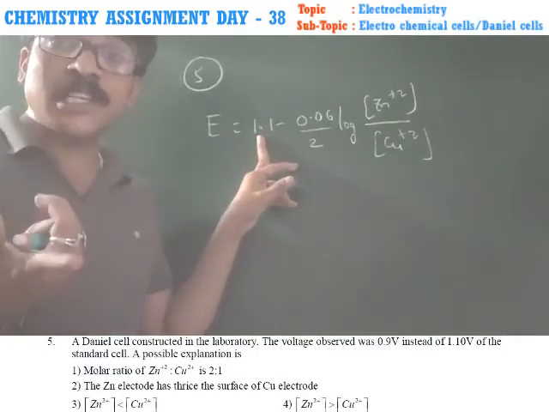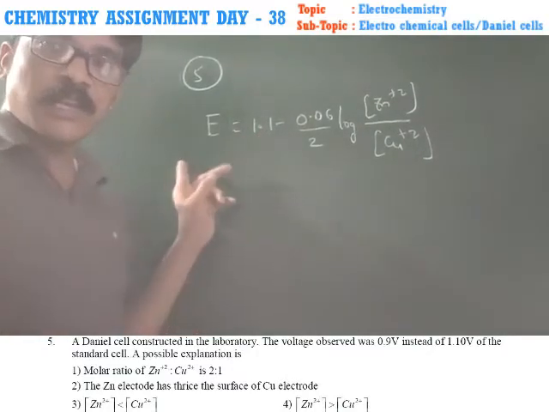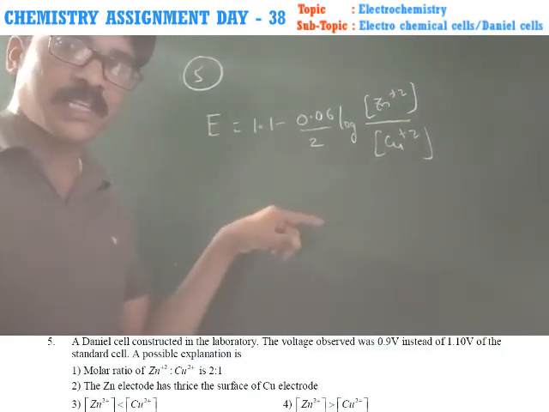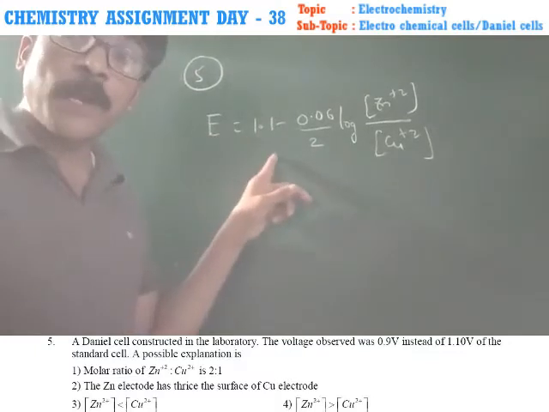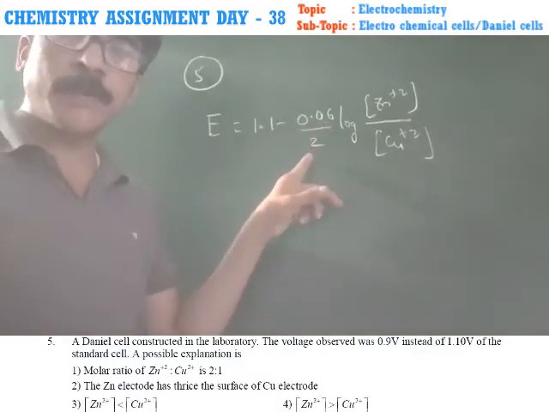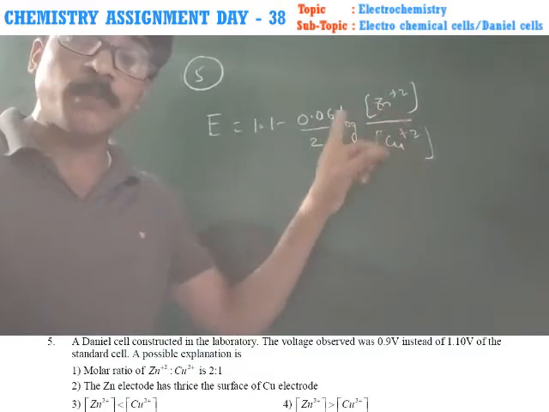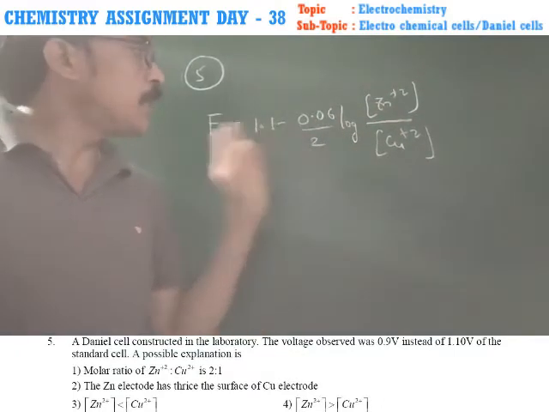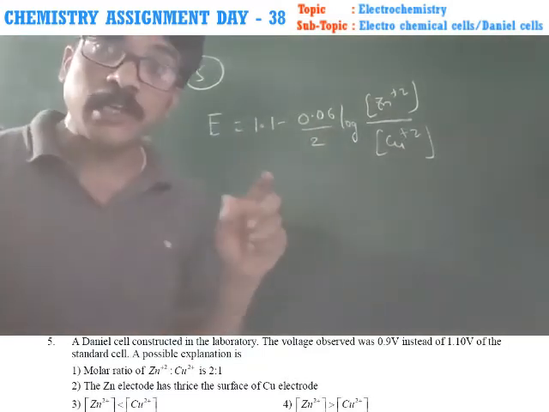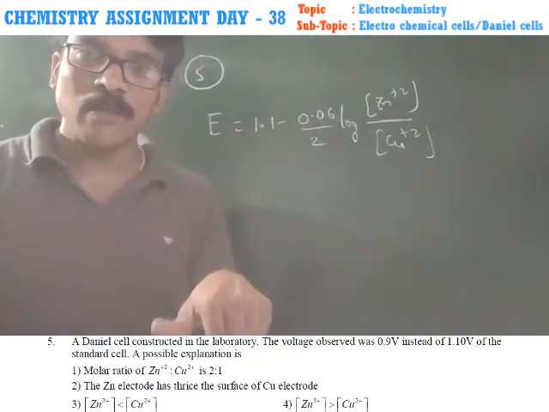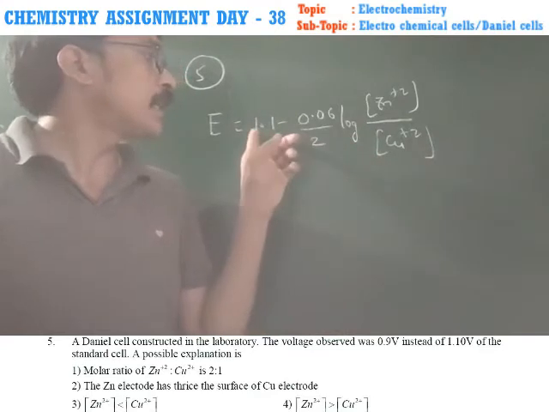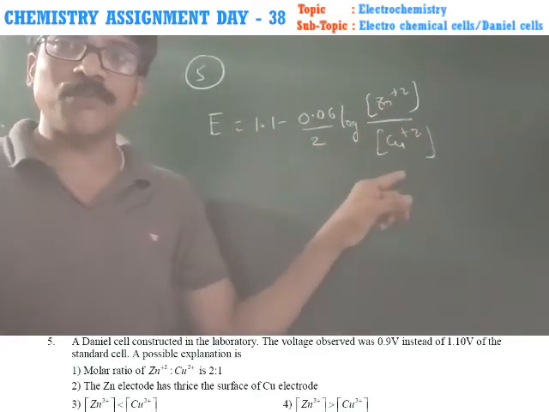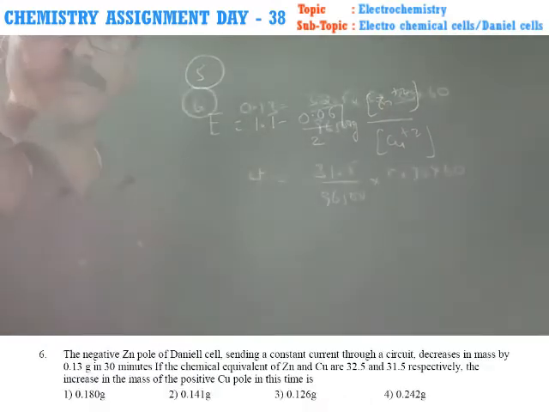But if concentrations are changed, this is the Nernst equation for Daniel cell: E is equal to 1.1 minus 0.06 by 2 into log concentration of Zn plus 2 by copper plus 2. Based upon this relation, as in the given question, the value is less than 1.1. That means to get less than 1.1, Zn plus 2 concentration is more than that of copper plus 2. That is the correct answer.